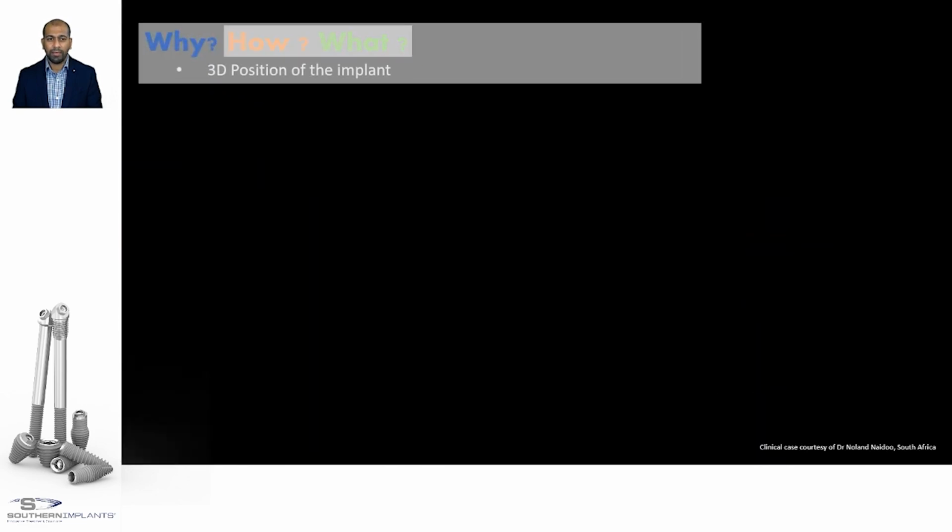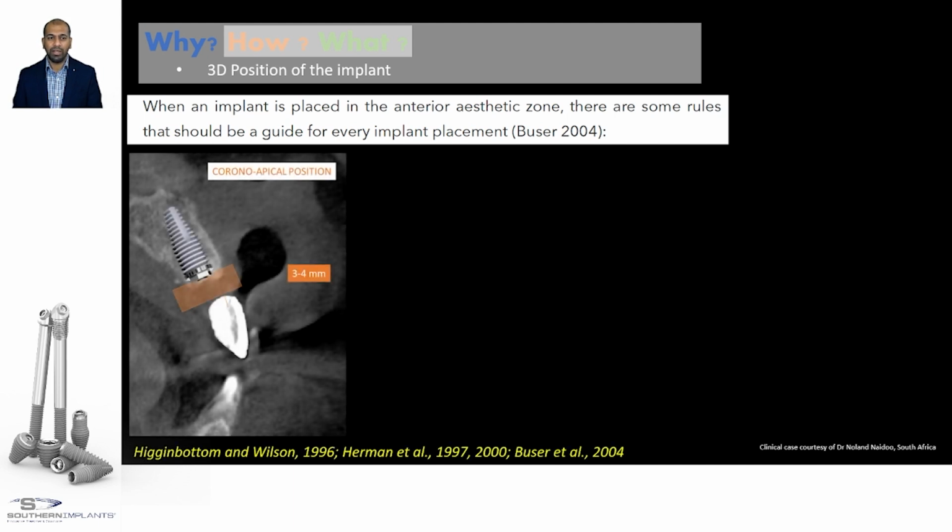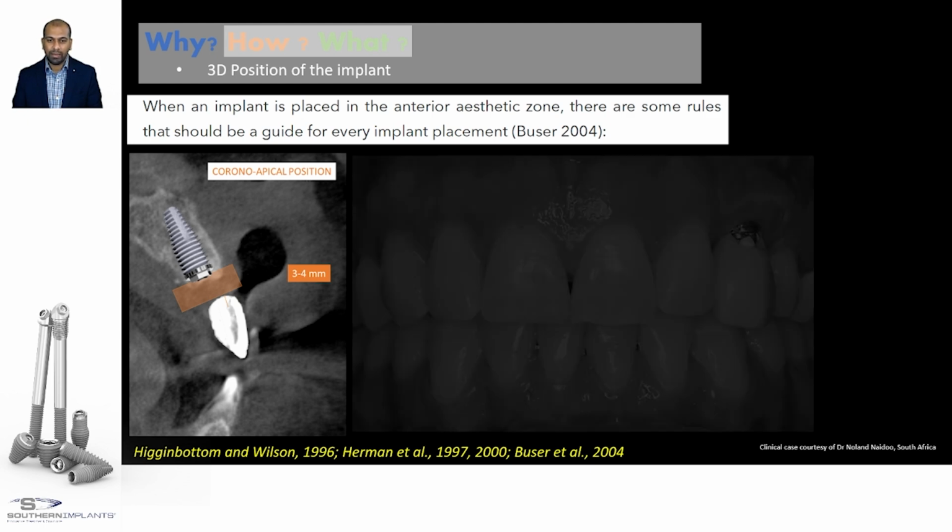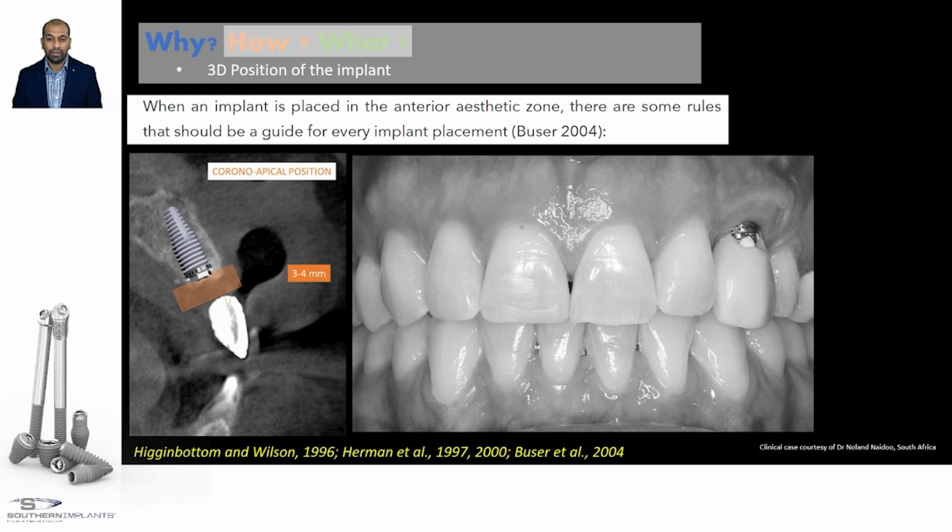So, starting with the why. When we look at the 3D position of the implant, we know from Buser et al. and a few of his other colleagues that when an implant is placed in an aesthetic zone, there are some rules that should guide the placement of the implant. When we look at the coronal-apical position, we should ideally have the interface of the implant 3 to 4 millimeters subcrestal to the planned position of the apical part of the restoration. If we look at this case and we mimic the canine on the other side, we can see that the implant is perhaps not placed deep enough, which is why we have this short emergence.